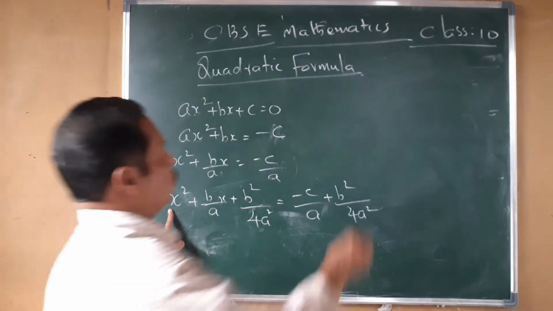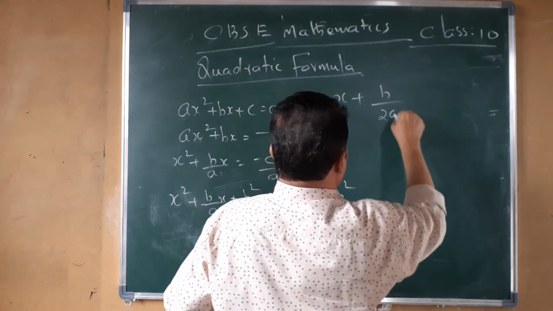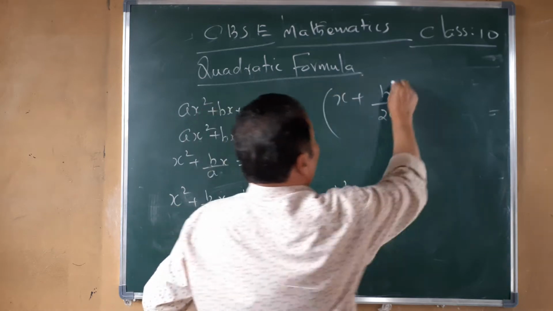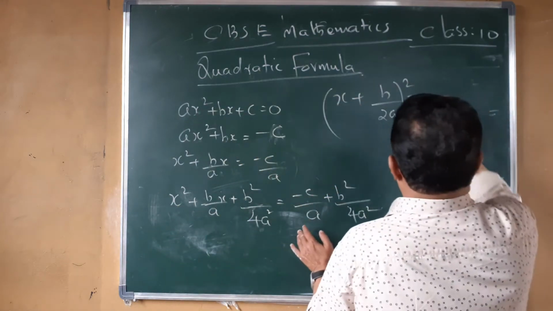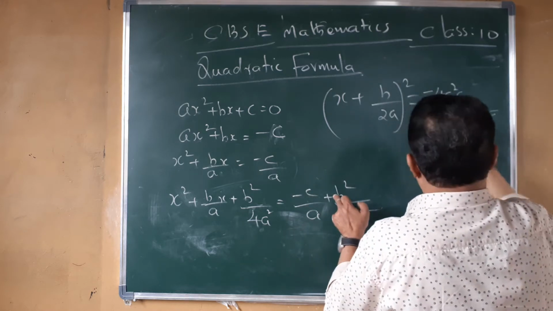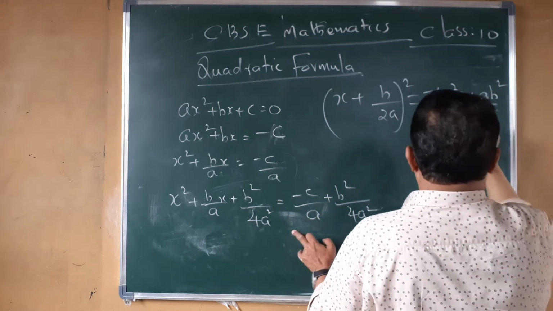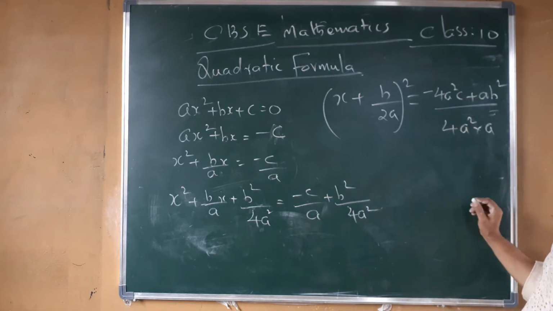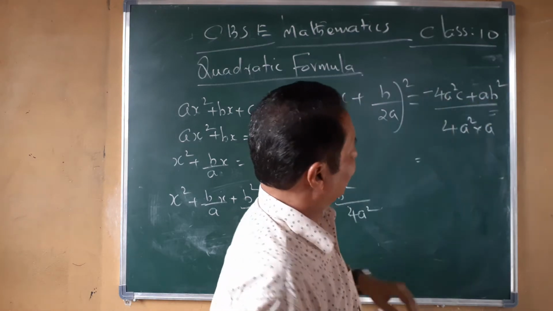Here the root of x square is x. Root of this number is b by 2a. Root of b square is b. Root of 4a square is 2a. Whole square equal to, better you multiply. Here you get minus 4a square c plus a b square divided by 4a square into a. You see that? Here, cross multiply. It's correct. That's equal to, whether you take the common factor outside.